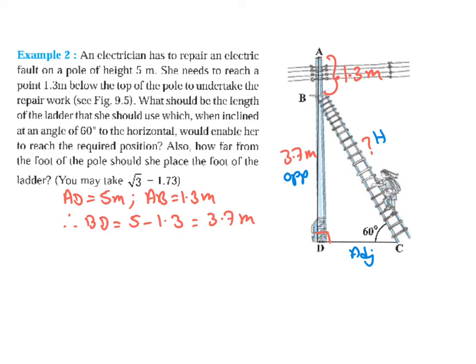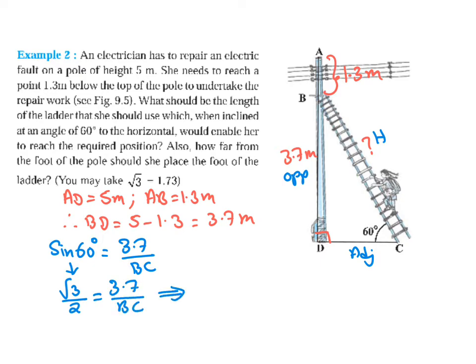Opposite over hypotenuse. Which ratio? Sine. Great. So we can use sine 60 degrees is equal to opposite, which is 3.7, over hypotenuse, which we don't know, that's BC. How much is sine 60 degrees? What is the value? It's root 3 over 2. So I can write for sine 60, root 3 over 2 equal to 3.7 over BC.